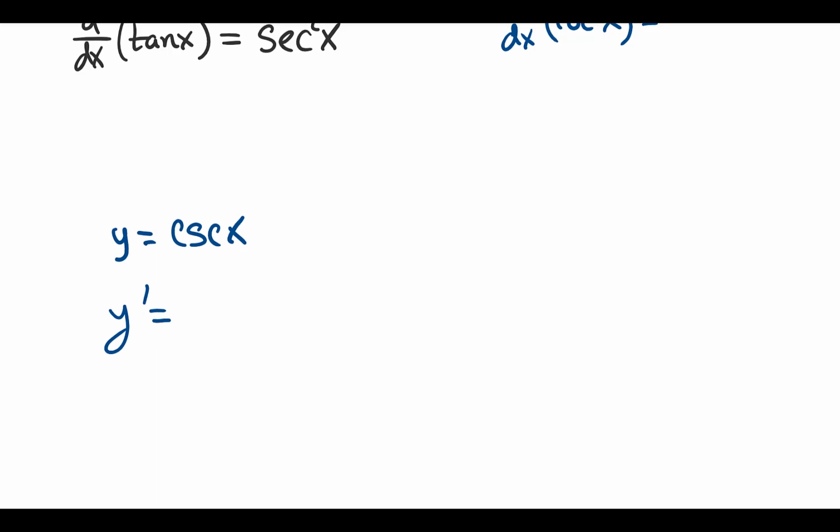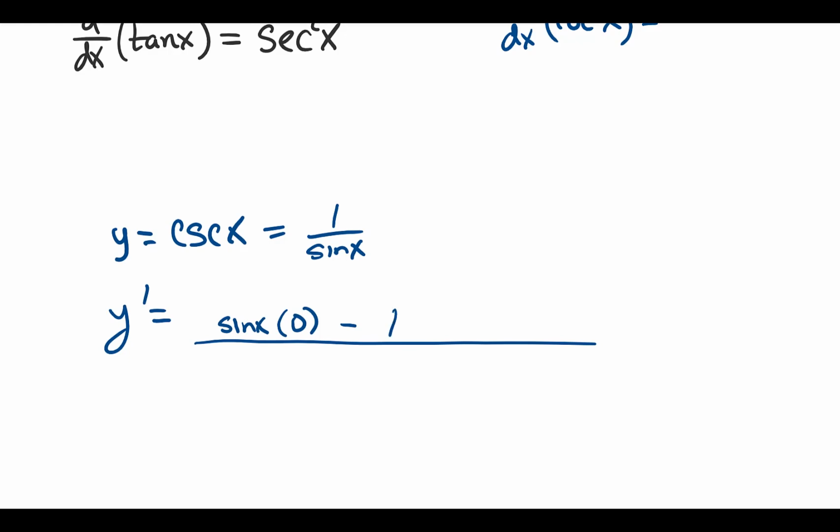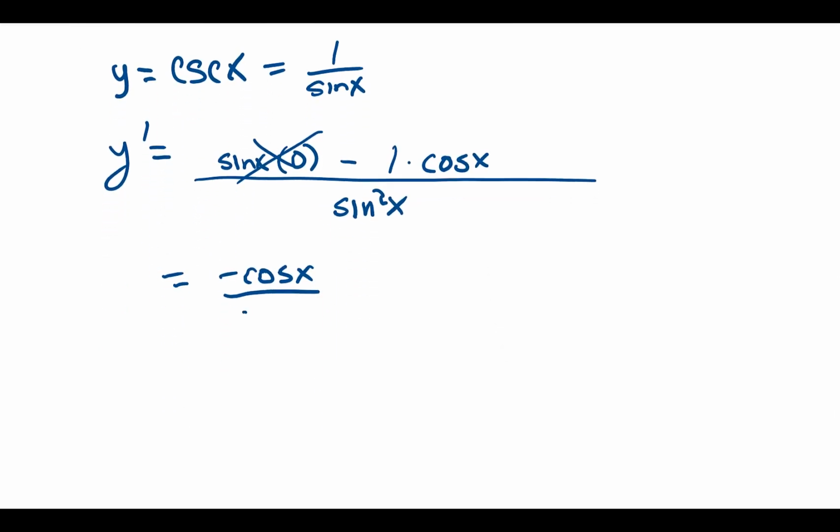So y prime or dy dx or however you want to do it. Oh, don't do that. There's only sine and cosine. So here's how we go. We're going to be like low, sine of x, times the derivative of high. Well, the derivative of the number is 0, so that's going to go away. Minus high times the derivative of low. What's the derivative of sine? Cosine. Square the bottom. There we go. That goes away, and we're left with negative cosine of x over sine squared of x.